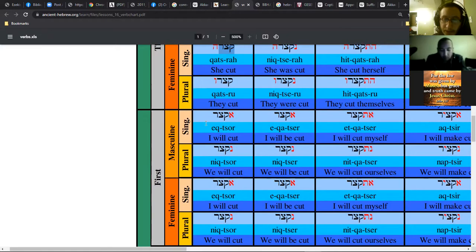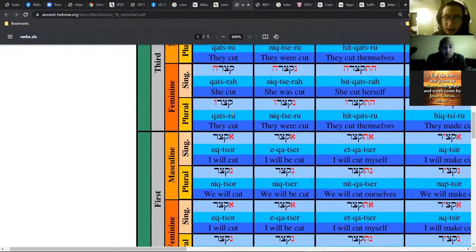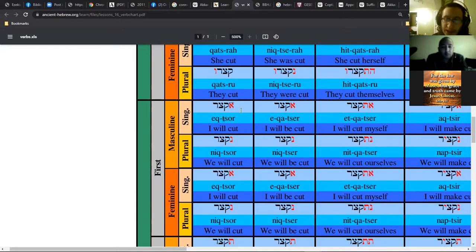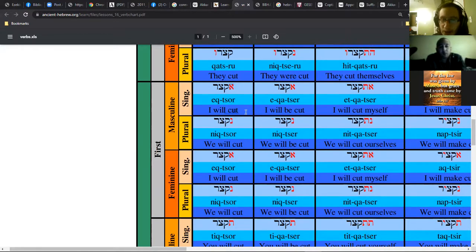And then now it's prefixes most of the time instead of suffixes. Suffixes is at the end of a word, prefixes at the beginning of a word. So now we've got prefixes to signify imperfect. And that's extor or extar, I will cut. Nextor, we will cut. And it's not really will, it's more like am cutting, or is, or had been cutting, because it can be past, present, or future. So it's more like ing, like cutting, to convey that it's ongoing. It's not a completed action, it's incomplete.